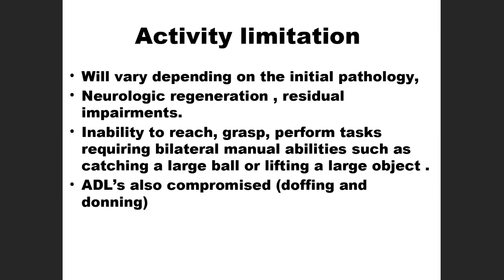The neurological regeneration and residual impairments can also have effects on actions. The inability to reach, grasp, and perform tasks requiring bilateral manual abilities, such as catching a large ball or lifting large objects, all this may be affected. ADLs also may be compromised, especially donning and doffing of clothes, which requires bimanual control, two hands working together. So those things will be affected. Wherever one upper extremity can do the activity, the child will be able to do it without any problem.